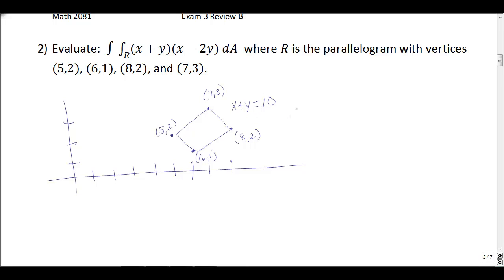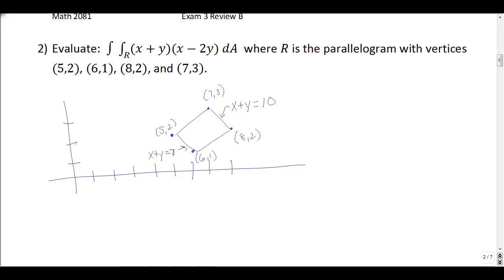It'll work out. Now, to be parallel on the opposite side, so that's that side there, we should get x plus y equals something else. Well, 5 plus 2 is 7, 6 plus 1 is 7. So this line here is x plus y equals 7.